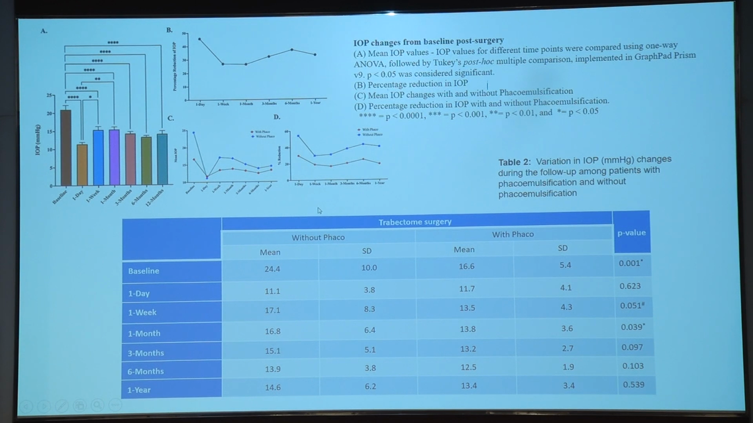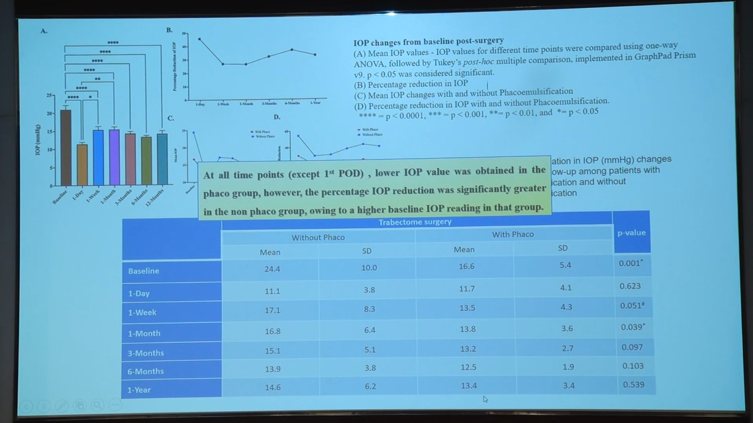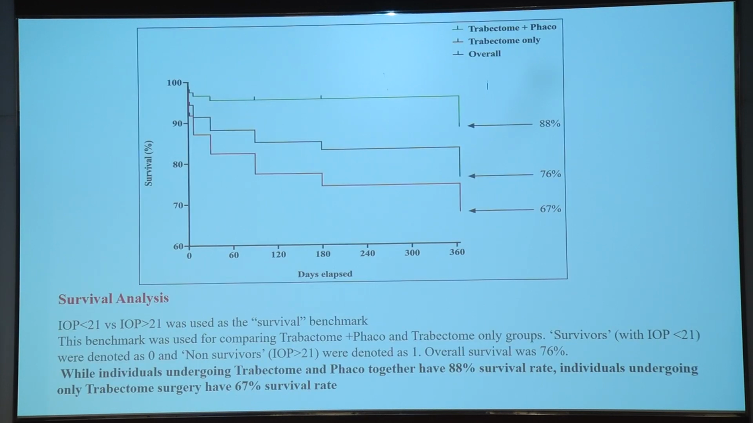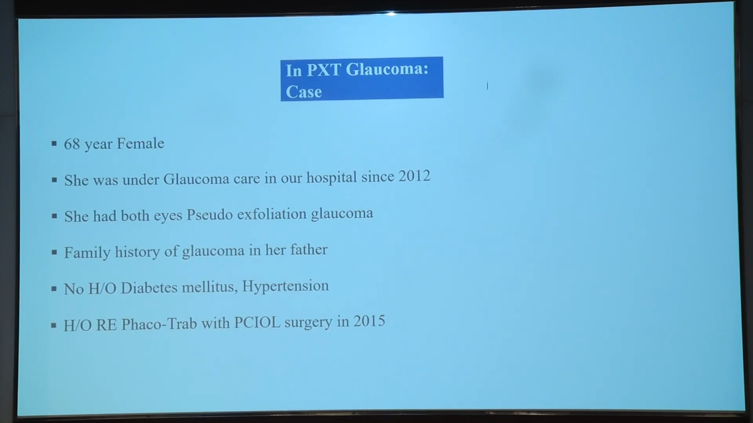And there was significant reduction in the intraocular pressure, which was statistically very significant, from 24.4 to 14.6 at the end of 1 year without phaco, and from 16.6 to 13.4 with phaco. And there was reduction of AGMs by more than 1, and this is the survival analysis plot. The individuals undergoing trabectome and phaco had 88% survival at the end of 1 year, and with trabectome surgery alone, 67% survival.